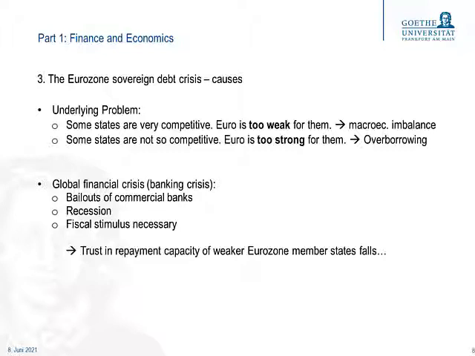That became a problem in the great financial crisis because that put a lot of strain on government funds. Governments needed to bail out commercial banks. Governments faced a recession, which comes with lower tax revenue, and they even had to provide, in that situation, fiscal stimulus to their economies. And that was just too much for the budgets of some member states, and it led to the collapse of trust in their capacity to repay their debts in full. And that is the cause of the Eurozone financial crisis.